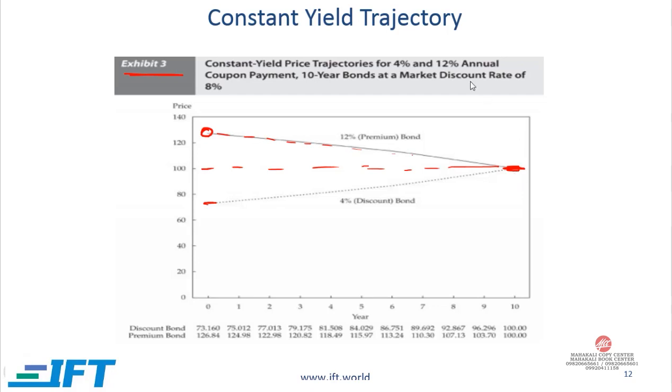If you want, you can look at all the numbers presented. So if the yield is 4% and here are the characteristics of the bond, you can actually come up with all these prices and plot this picture for yourself.